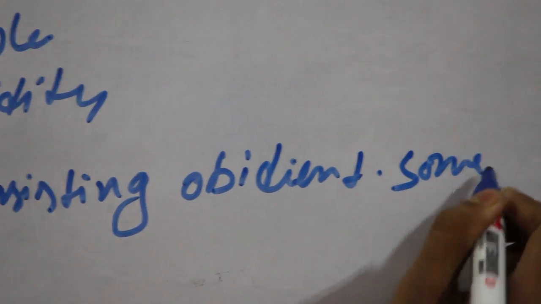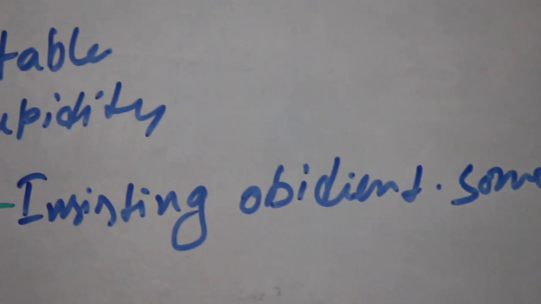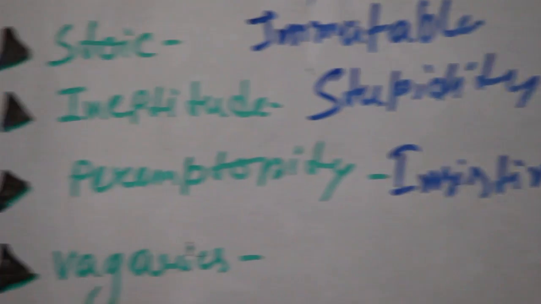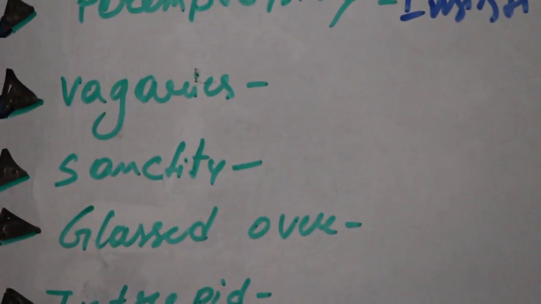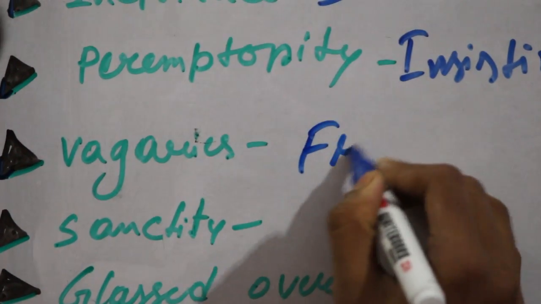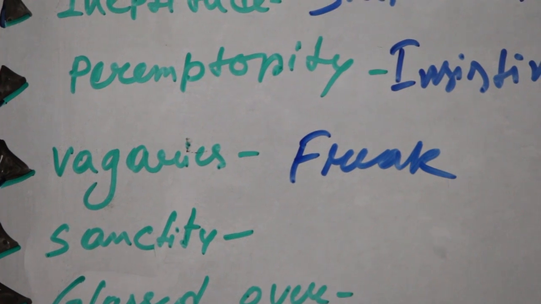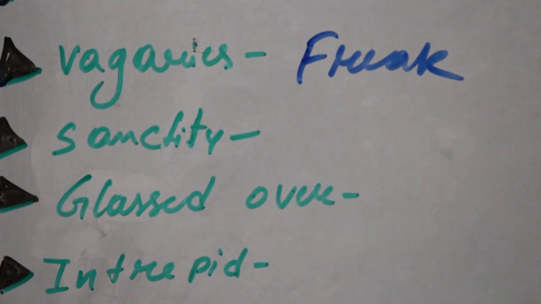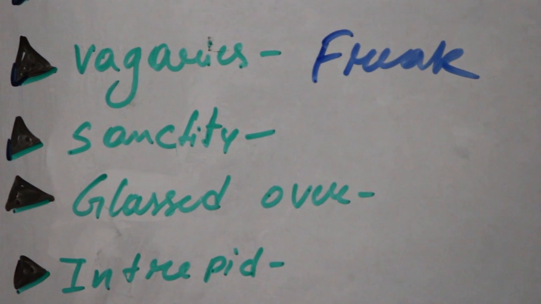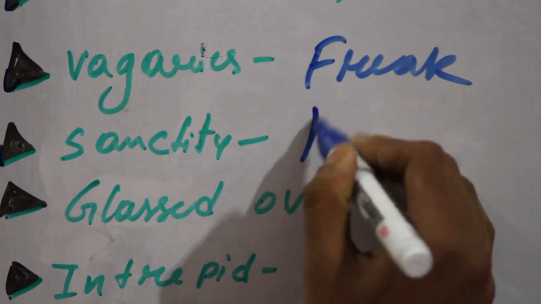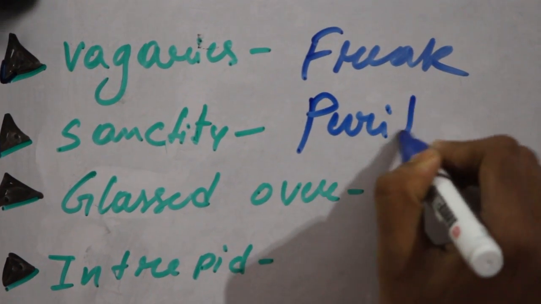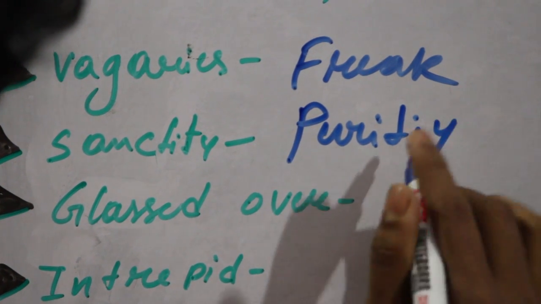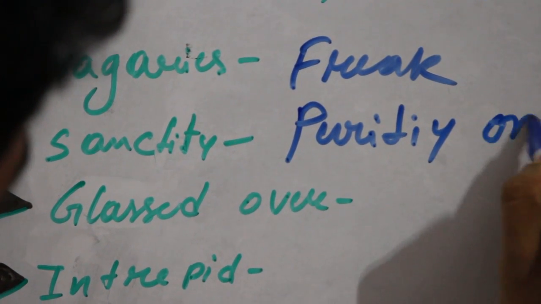You just insist someone to be obedient. Vagaries. Vagaries means freak. We normally use this word. Next one is sanctity. Sanctity means purity or holiness.